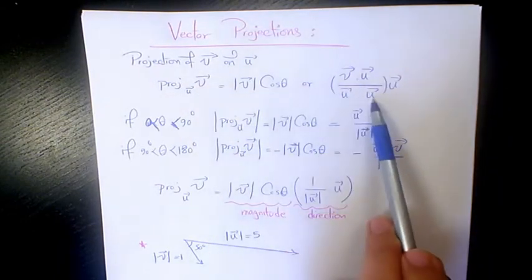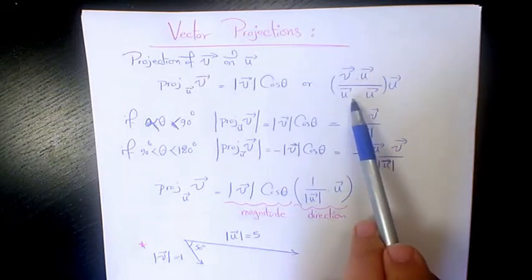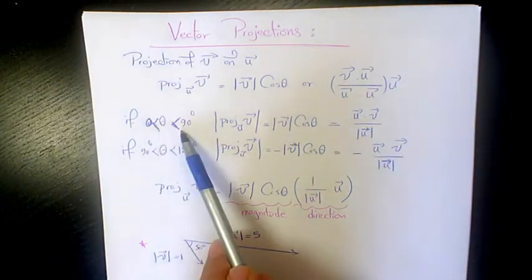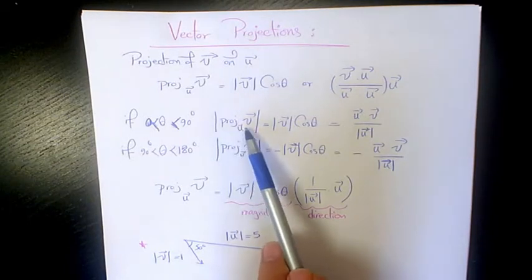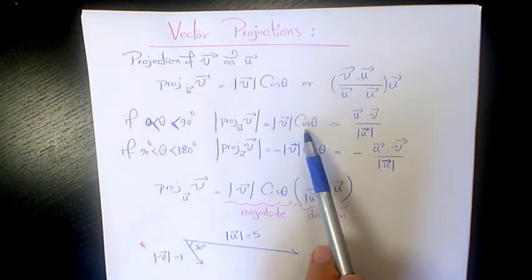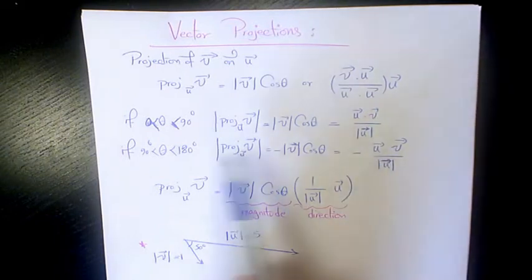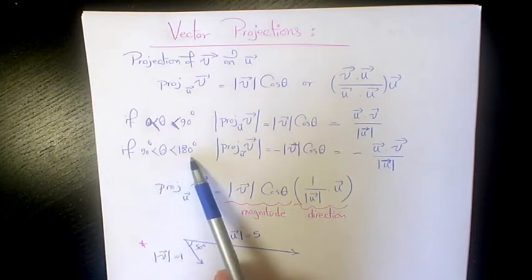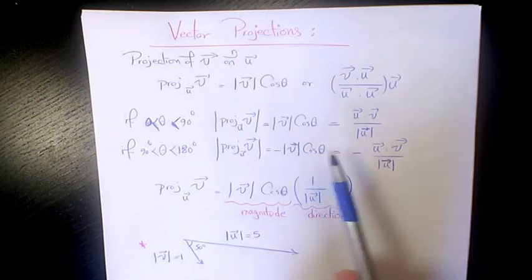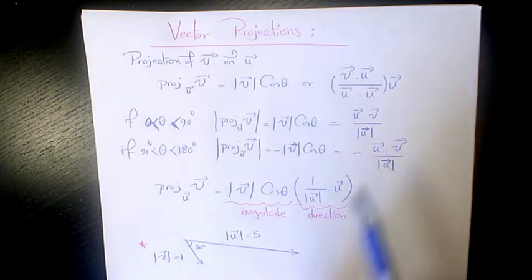We can also find it using this formula as well: the dot product of U and V divided by the dot product of U and U, multiplied by U. If theta is between 0 and 90, the magnitude of the projection of V over U is going to be the magnitude of vector V times cosine theta, or the dot product of U and V divided by the magnitude of U. And if theta is between 90 and 180 degrees, it's going to be negative magnitude of V times cosine theta, which is equal to negative the dot product of U and V divided by the magnitude of U.